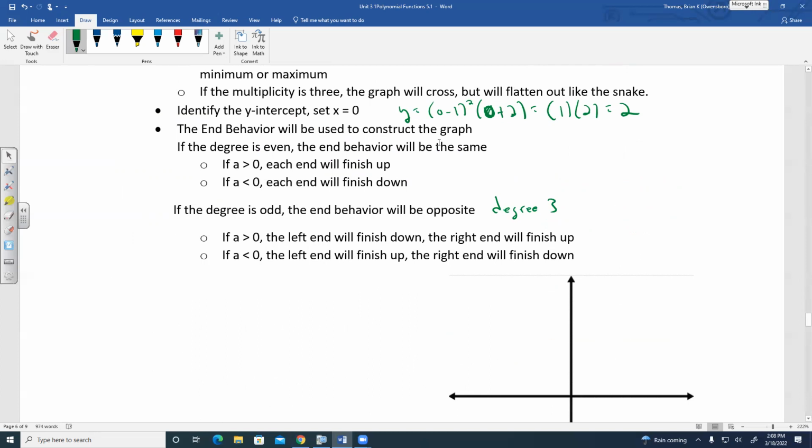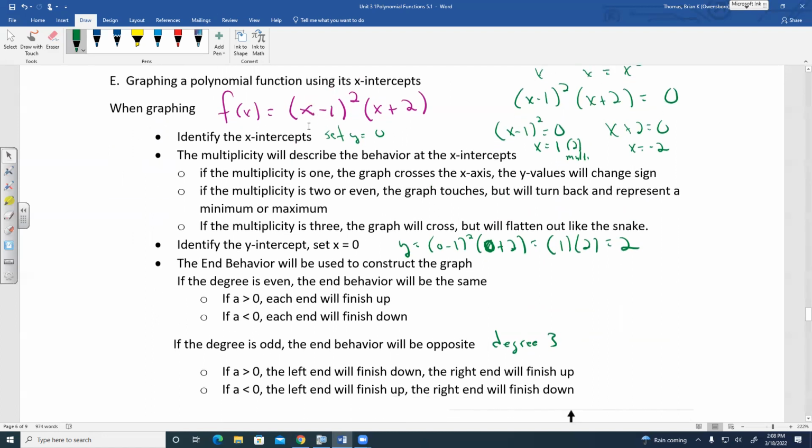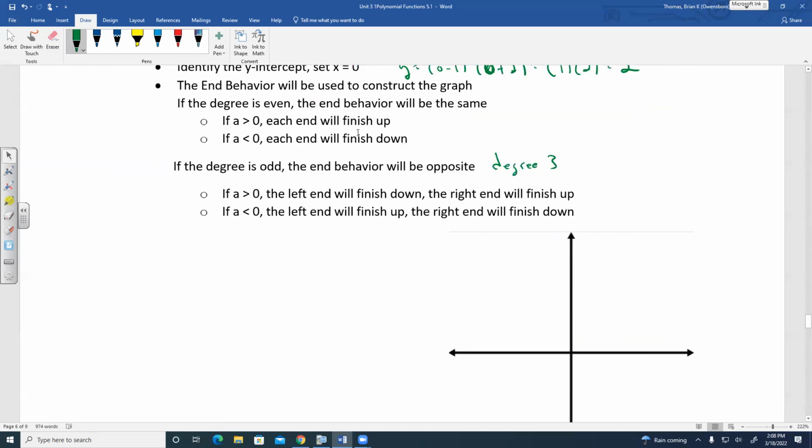The other thing I have to pick up on is what the value of a was. Notice that there is no value of a out here. Notice how the x's are positive. So there's nothing to pull out as far as negativity goes. So the a would be considered a 1, and therefore that's positive, which means the left side should be finishing down and the right side should be finishing up.